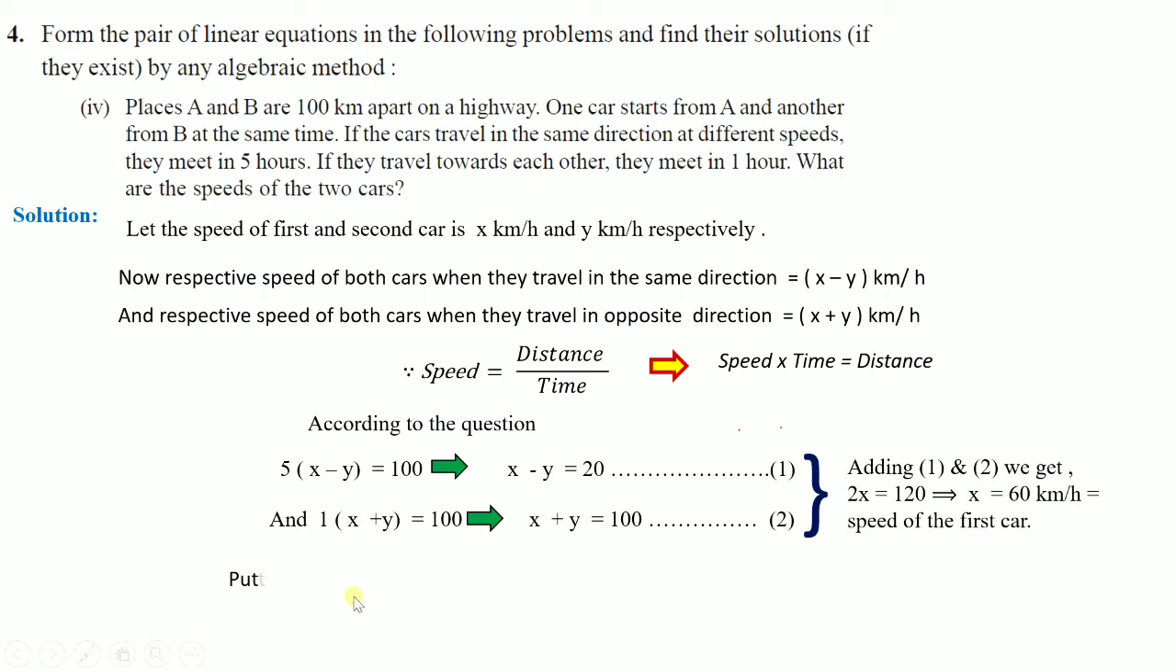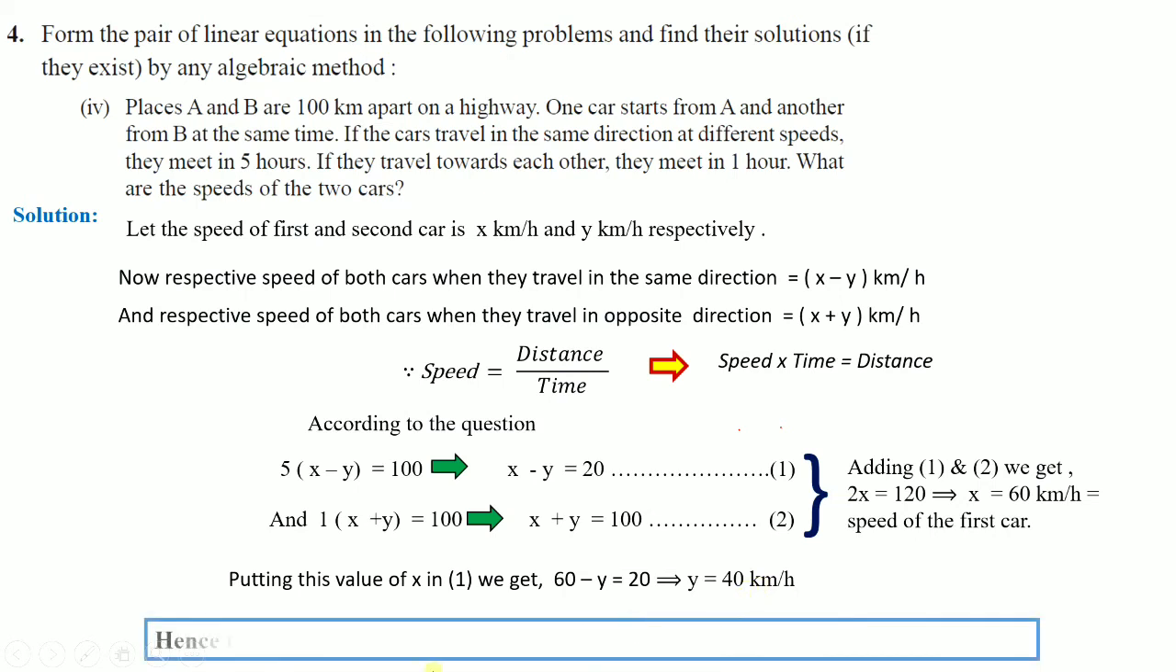Now we will put the value of x in equation 1 or 2. So we put this value in 1. We get x is equal to 60, so 60 minus 20 is equal to y. That is, y is equal to 40 kilometers per hour. That is the speed of the second car. Hence, the speed of the first car is 60 km per hour and the speed of the second car is 40 km per hour.